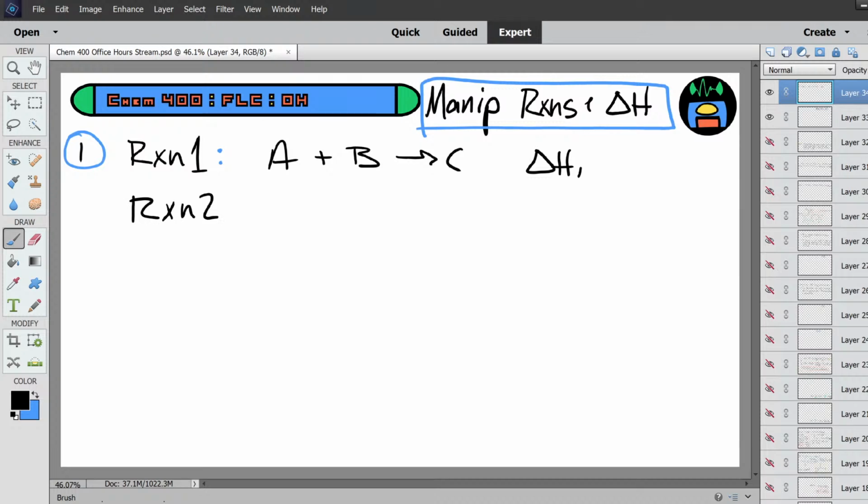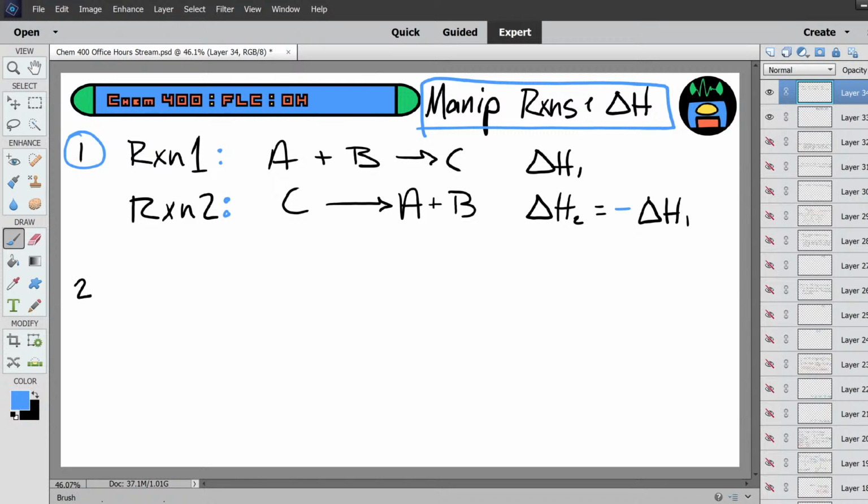If you exchange places with the reactants and products, so let's say we have a reaction 2, where you have a product C decomposing into A and B, the delta H for your new reaction, delta H number 2, is going to be the same value as the delta H for reaction 1, but with the opposite sign. So if you flip reactants and products, your new delta H is the same as the old delta H, just multiplied by -1.